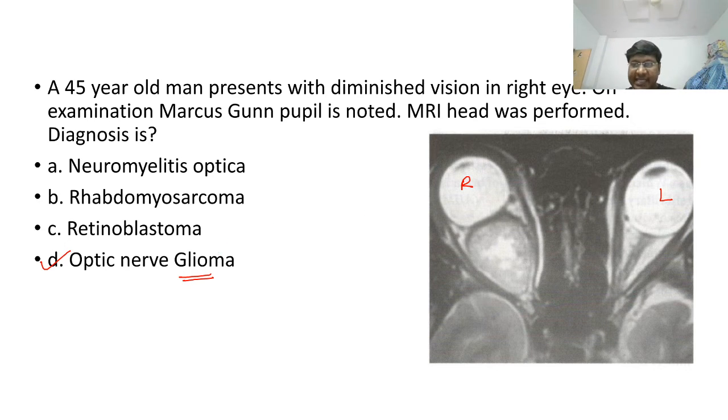Optic nerve, you can see here. This is a space occupying lesion. Where is it present? It is present within the optic nerve, and that is called optic nerve glioma.